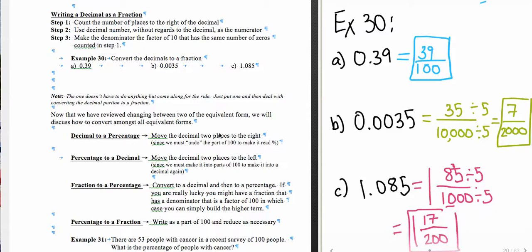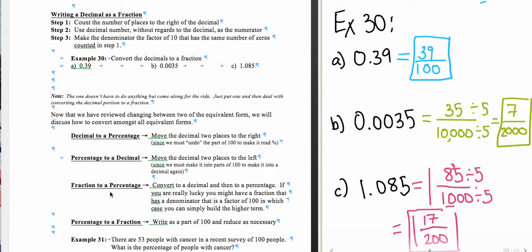So now we have just a little synopsis here of how to change between the equivalent forms. So decimals to percentages, we just move the decimal 2 places to the right since we're multiplying by 100. If we want to change a percentage to a decimal, then we're going to move the decimal 2 places to the left. We're going to take away that parts of 100.